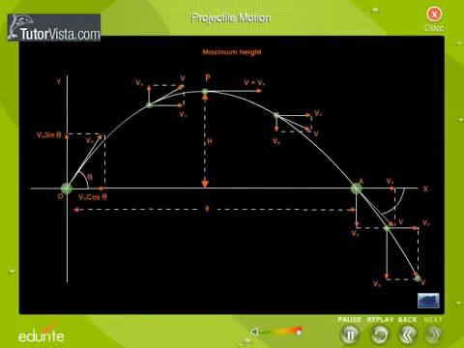Maximum height. Maximum height is the maximum value of the vertical distance attained by a projectile above the horizontal plane to the point of projection. In the figure, P is the point of maximum height. H is equal to v0 squared sin squared theta by 2g.